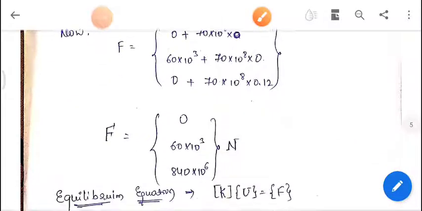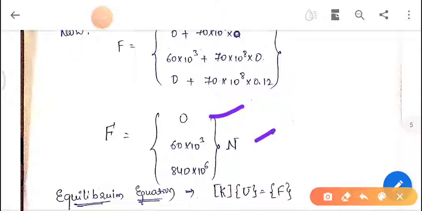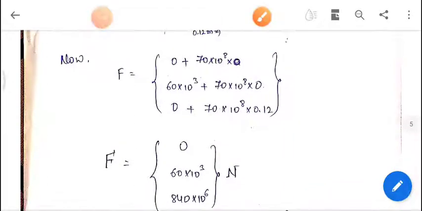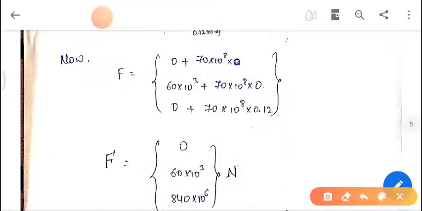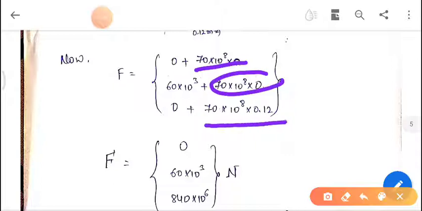So once you do this, next we need to simplify. If you simplify, you will get 0, 60 into 10 raised to 3, 840 into 10 raised to 6, because here it is 0 into anything is 0, so this entire term becomes 0, and you will be left with this term. If you simplify this, you will get 840 into 10 raised to 6.